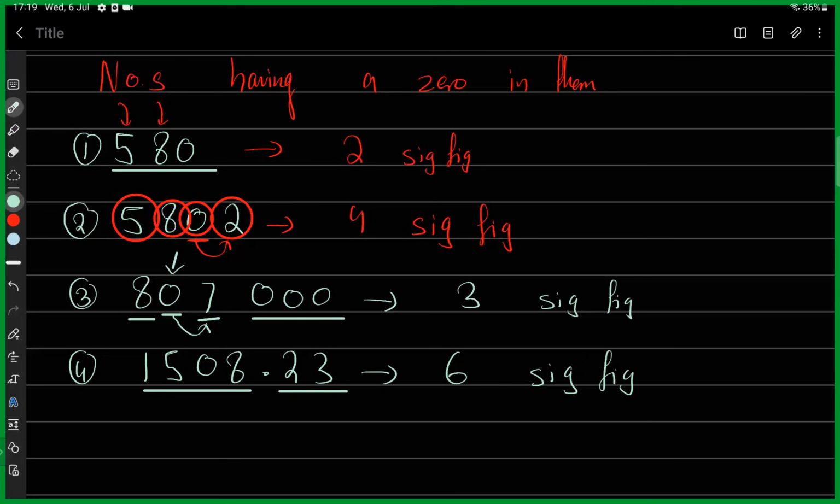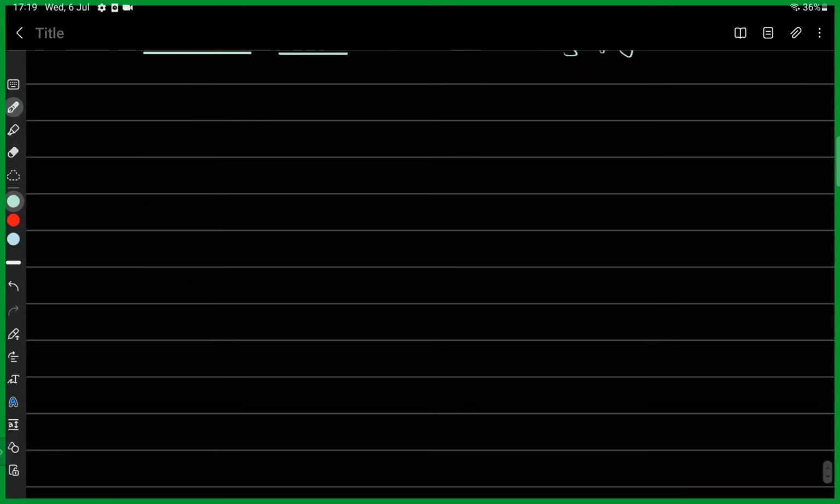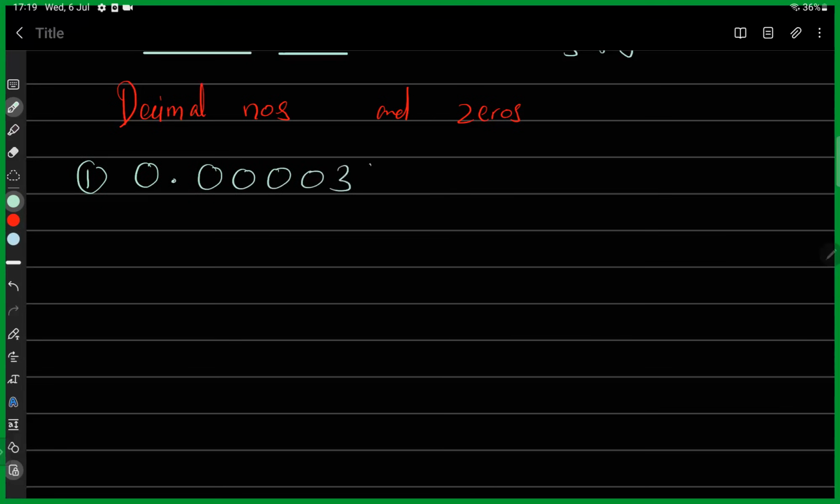That's a little different. Okay. Now here we will be talking about decimal numbers and zeros. Okay. Now let's consider an example. Let's say you have 0.00003400. Yes, just a guess. What do you think? How many significant figures do we have here?